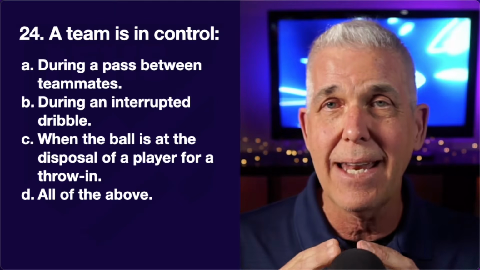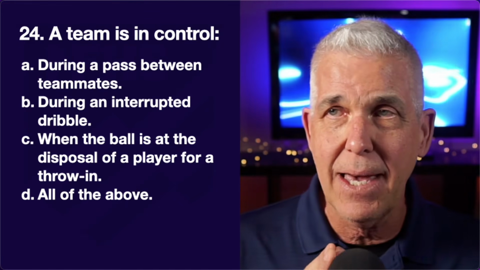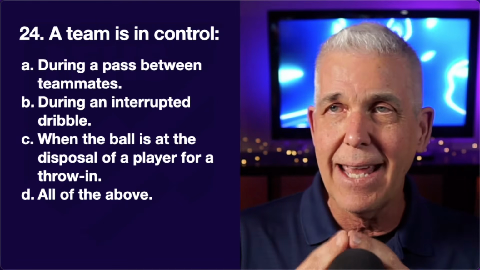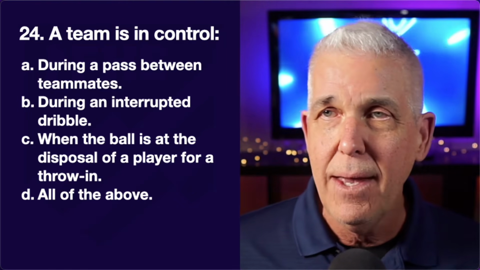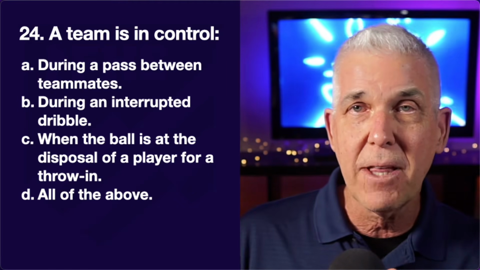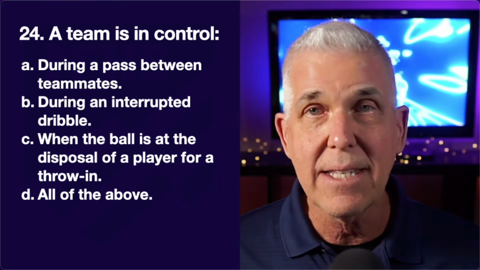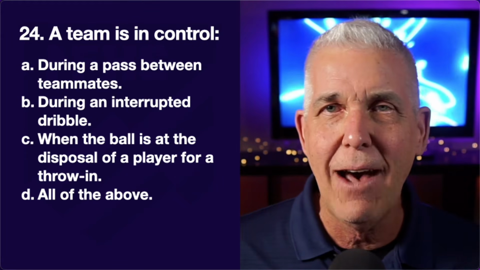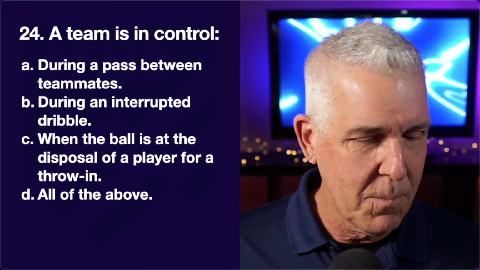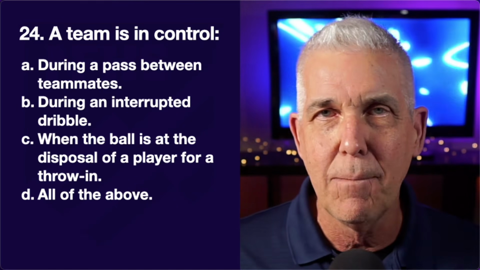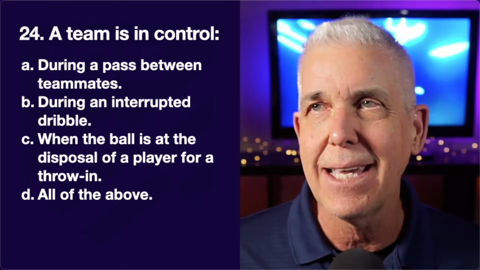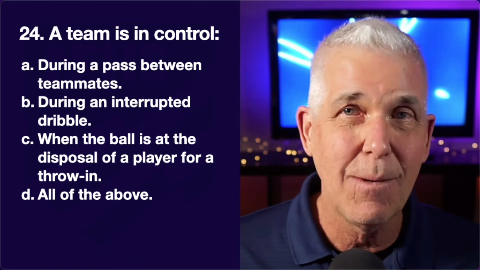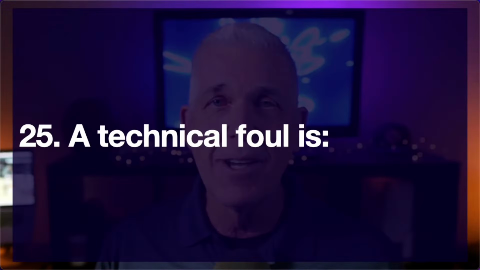Team control does not end during a pass between teammates. Team control does not end during an interrupted dribble. And when the ball is at the disposal of a player for a throw-in, team control is given by rule only for the administration of fouls. But the correct answer here would be D, all of the above. The team is in control, has team control. And we're moving on to 25.